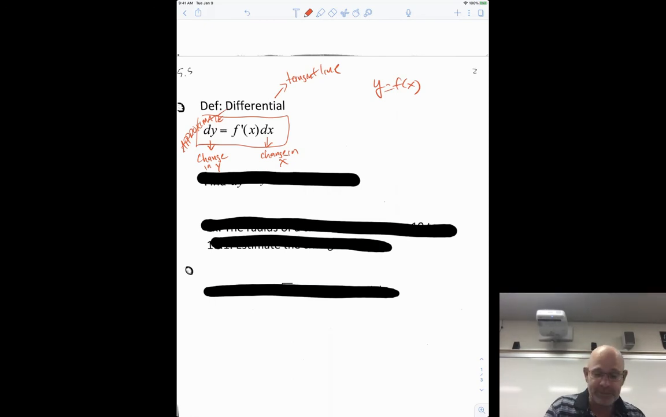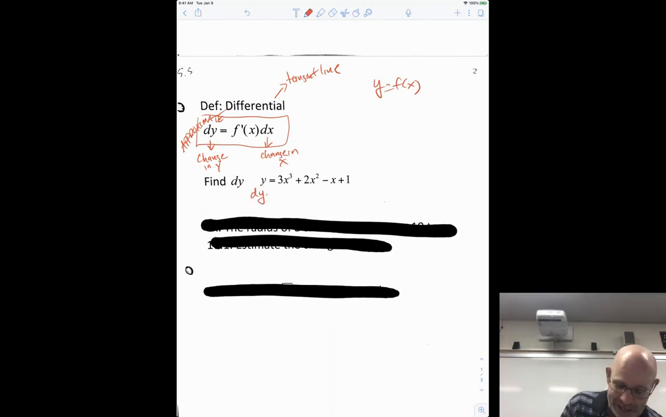So first things first, I'll just have you find a differential, but then I'll show how we can use it in real equations. Finding the differential is very simple. If we have a function and we want to find the differential, dy is we just take the derivative and multiply it by dx. So we get 9x squared plus 4x minus 1 dx.